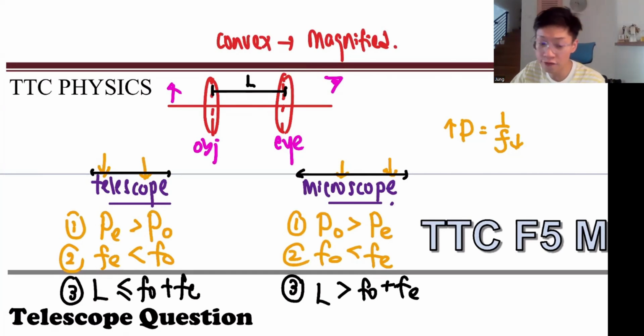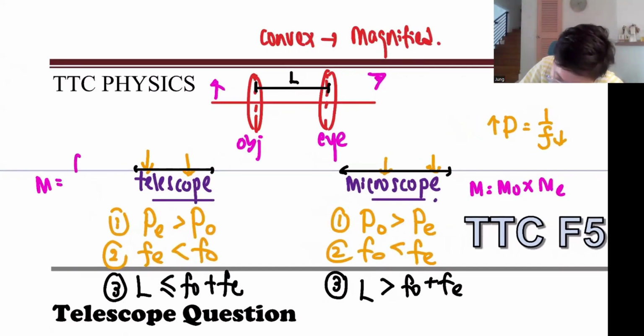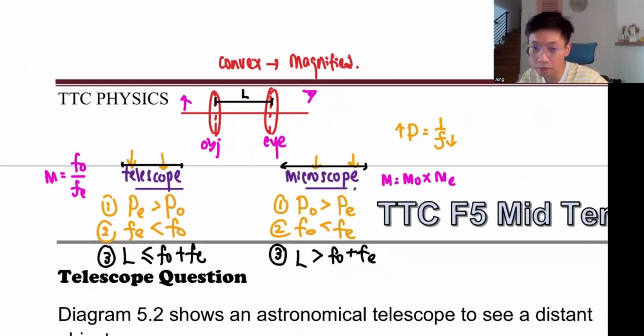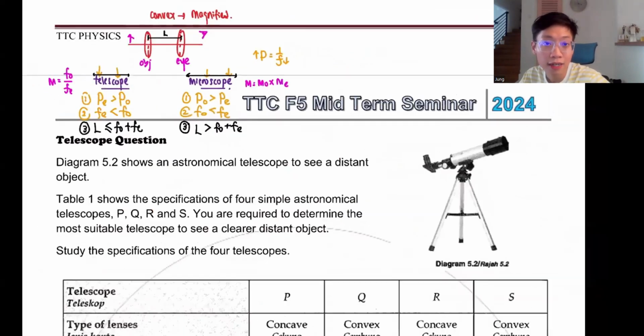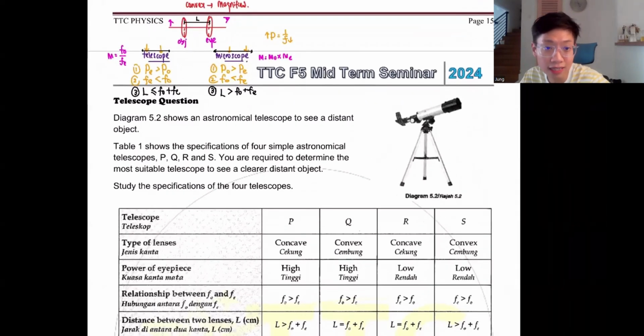Now, if you want to know why, there is a reason, but I cannot do this in less than half an hour. So I will talk about the why, but you can use this shortcut first. And then there's a special formula. To calculate magnification of microscope, this is MO times ME. To calculate magnification of telescope, this is FO divided by FE. Okay? Now copy first. While you are copying, can you help me to choose which is the better telescope? P, Q, R, or S? Which is the better telescope, P, Q, R, or S? By using what you have learned on top.